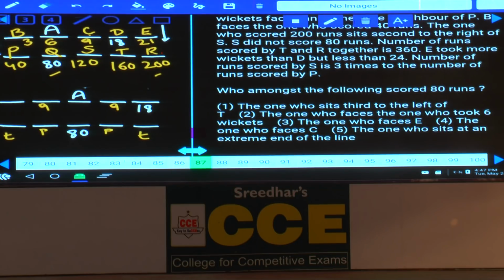Then question number 87. Who among the following scored 80 runs? The one who sits third to the left of T, false. The one who faces the one who took 6 wickets, definitely choice 2.